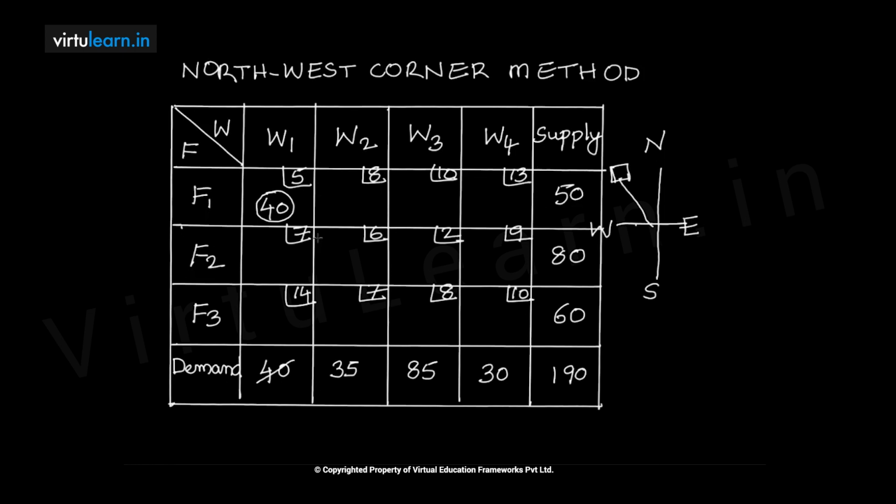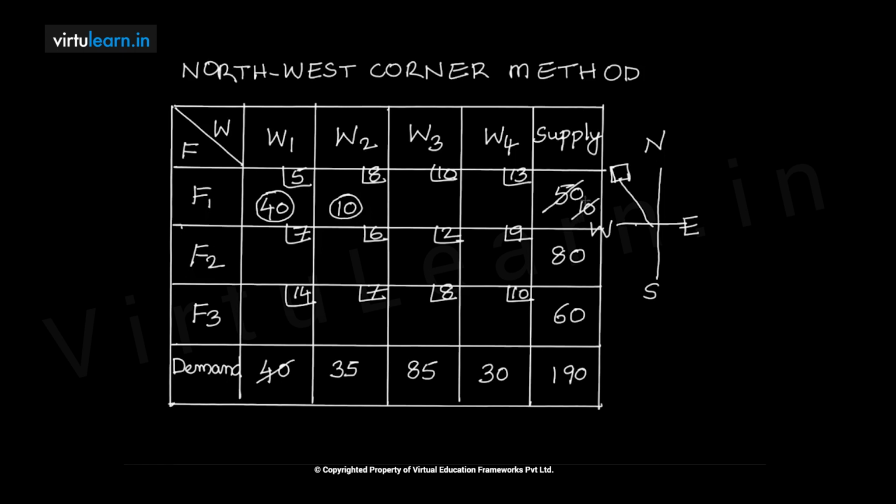F1 W2. So here what has happened, after allocating 40 units to F1 W1, out of 50 units, 40 units are allocated and 10 units are remaining, which we have written here. Since only 10 units are available, we cannot allocate more than that. So we are going to allocate on the basis of this northwest corner cell, we are allocating 10 units, because we don't have more than 10.